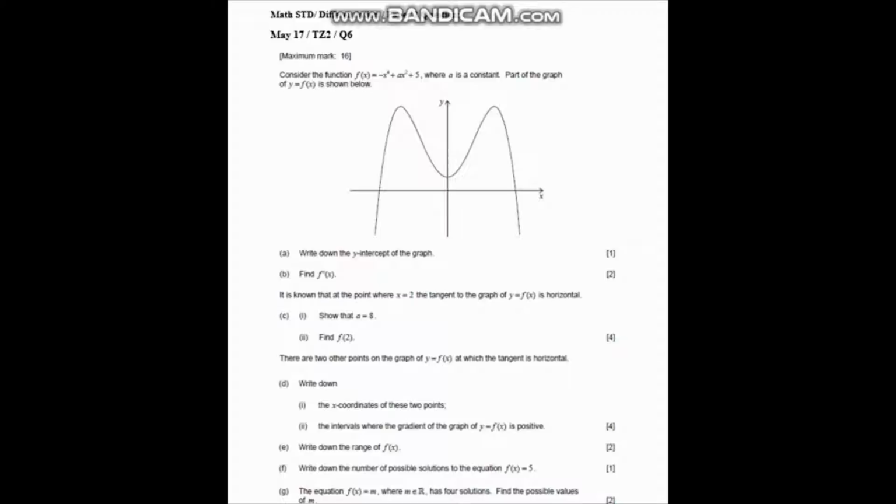I shall now attempt to solve May 17, time zone 2, question 6. Kindly take a minute and attempt to solve, and the answer shall follow through shortly.